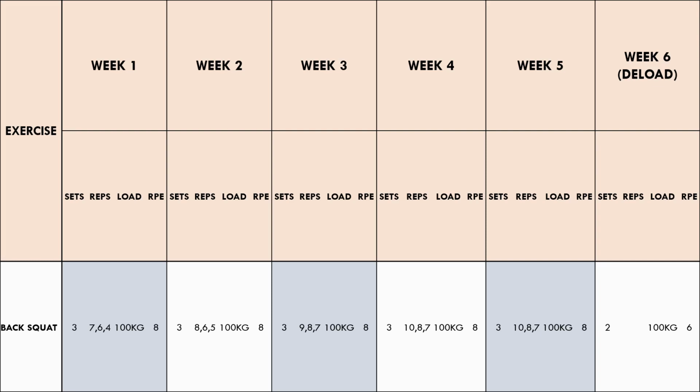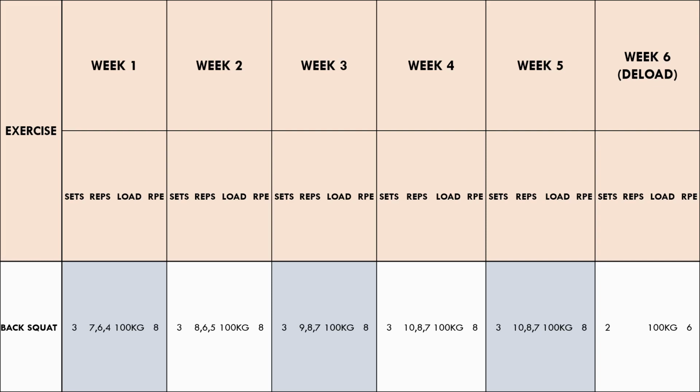The first week they perform 7 reps in the first set, 6 reps in the second set, and 4 reps in the third set. In the second week, they may perform 8 reps in the first set, 6 in the second, and 5 in the third. So on average, the reps are higher because the trainee is getting stronger. In the third week, they may perform 9 reps in the first set, 8 in the second, and 7 in the third. In the fourth week, they may perform 10, 8, 7 reps respectively.